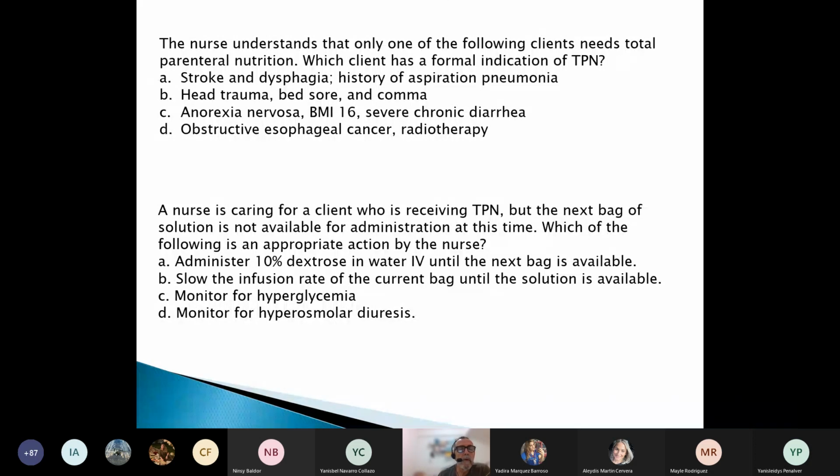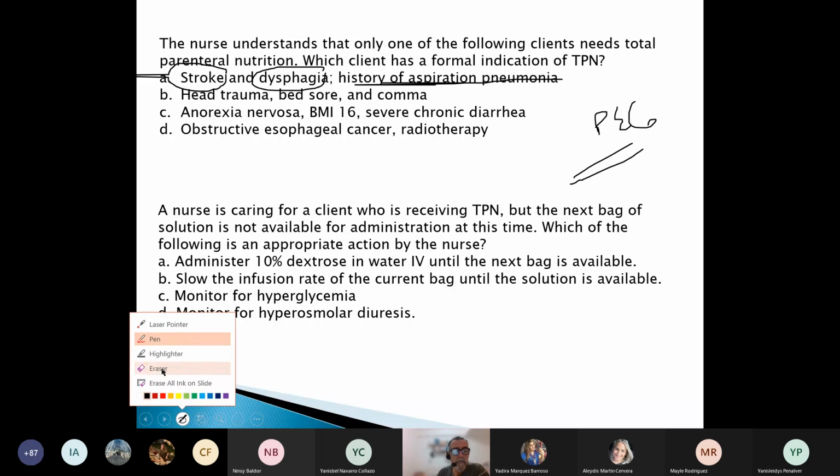Okay, so let's go one by one. A patient has a stroke and dysphagia. It's very common, okay? And for that reason, had in the past an aspiration pneumonia. So, can this patient chew and swallow? No. Why? Because of the risk of repeating the pneumonia. So what is the recommendation with this client? Place a tube in the stomach, a PEG tube, and feed the client through the stomach. So there is no need of parenteral nutrition.